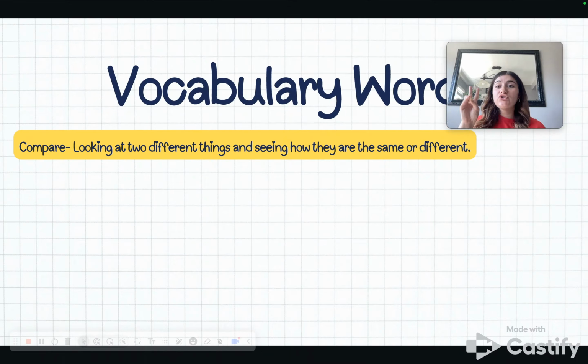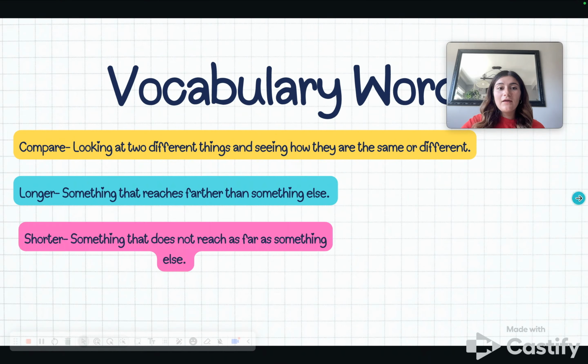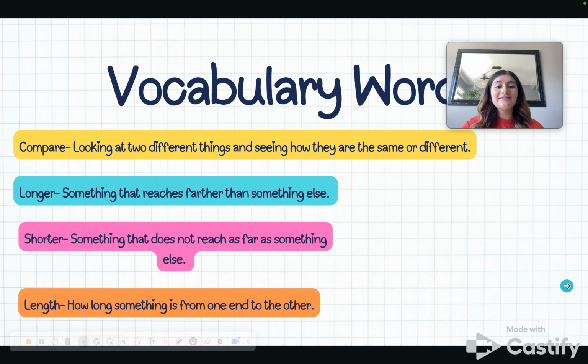Compare means looking at 2 different things and seeing how they are the same or different. Our next math word is longer. And longer is something that reaches farther than something else. Shorter is something that does not reach as far as something else. And our last math word we're going to learn about is length. And length means how long something is from one end to the other.